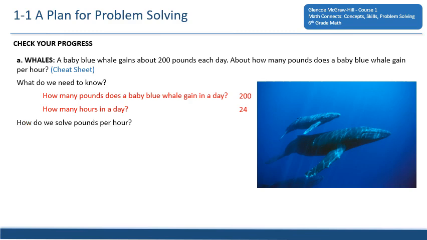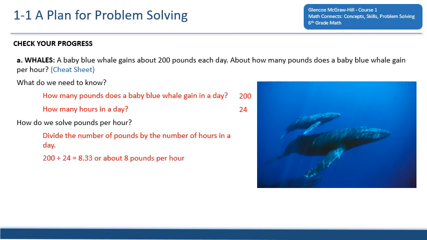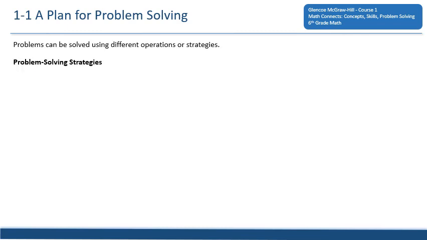How do we solve pounds per hour? Divide the number of pounds per day by the number of hours in a day. So if we have 200 pounds in a day divided by 24 hours in a day, we get 8.33, or about 8 pounds per hour.